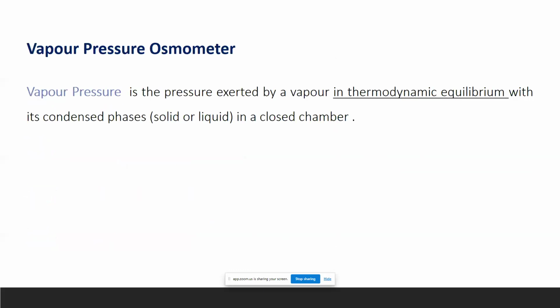Moving on to the next method, known as vapor pressure. This is the pressure exerted by a vapor in thermodynamic equilibrium with its condensed phases, i.e. solid or liquid, in a closed system. A liquid will evaporate at all pressures below its vapor pressure and remain stable at all pressures above the vapor pressure.